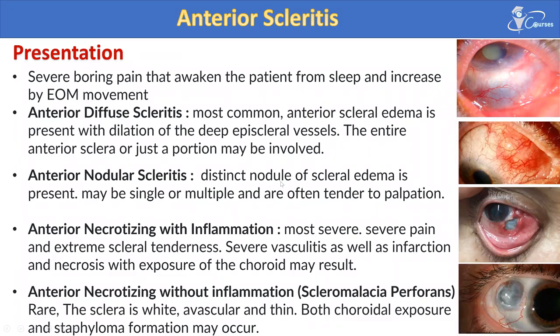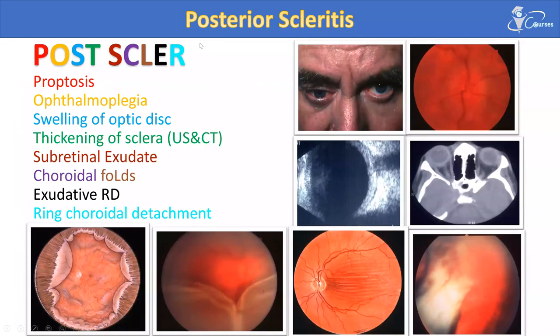The other entity is the posterior scleritis. The manifestations of posterior scleritis can be combined in the word post-scler. So each letter will count for a specific symptom or sign. P for proptosis. Those patients can present with proptosis from posterior scleritis. They could have ophthalmoplegia, meaning that there is limitation of ocular movement. It can also be due to posterior scleritis.